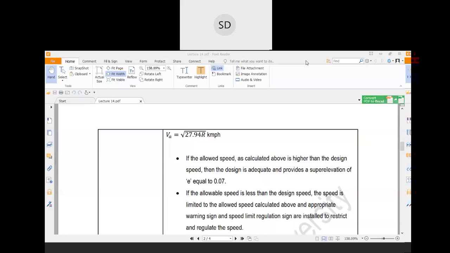So the maximum allowable speed for that section of the road is 74.75. The vehicle cannot exceed that speed. If they exceed it, it will cause either transverse skidding or overturning of the vehicle. Therefore you have to install a signpost, a warning sign over there, stating that the maximum allowable speed is 74.75 kilometer per hour. You cannot go more than this. So in this question you have to restrict the speed in this way.